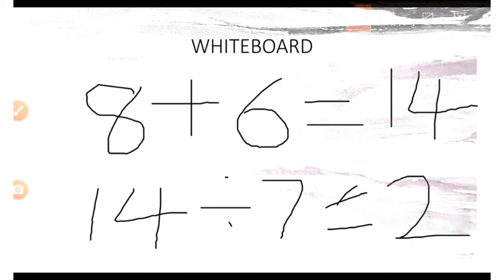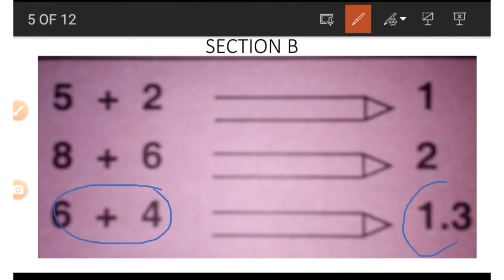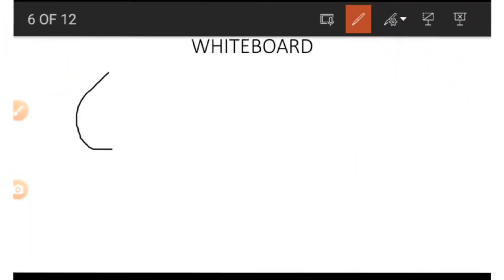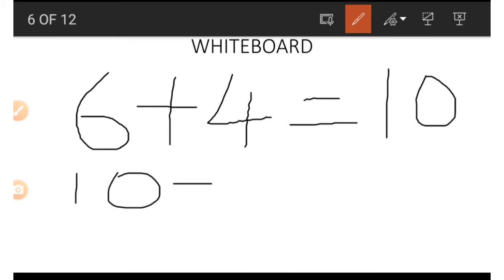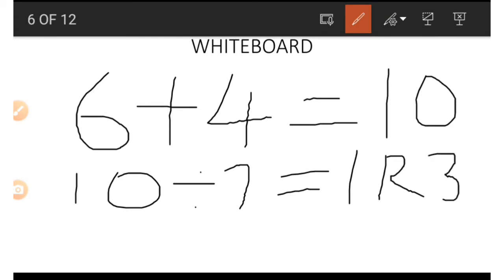Now, the next one here is the 1.3. Alright, so as usual, you add up the number on the left, which is 6 plus 4. That gives you 10. Alright, so you divide the result by the imaginary 7. So 10 divided by 7 gives us 1, remainder 3. So the 3 is put after a dot. So the result is 1, but the remainder, which is 3, comes after a dot.